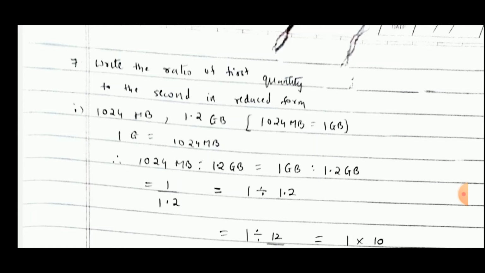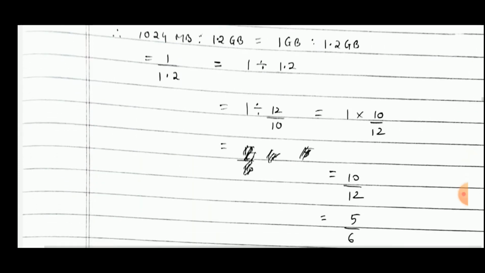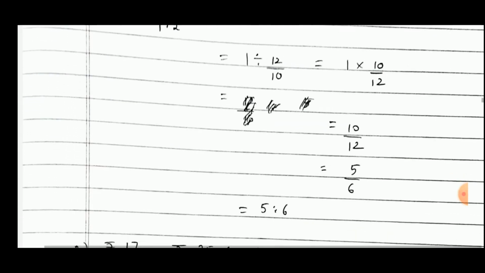1024 MB and 1.2 GB. 1024 MB is equal to 1 GB. So 1.2 GB will be equal to 1 GB upon 1.2, that is 1 divided by 1.2. So 12 upon 10, that is 1 into 10 upon 12, which is 5 upon 6.